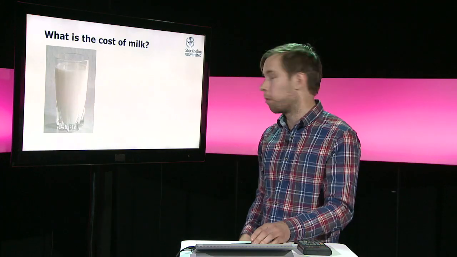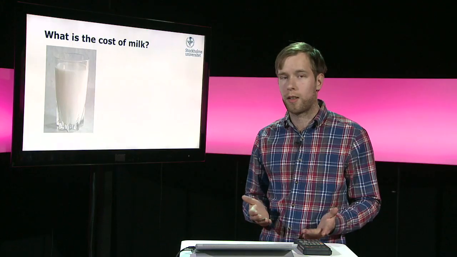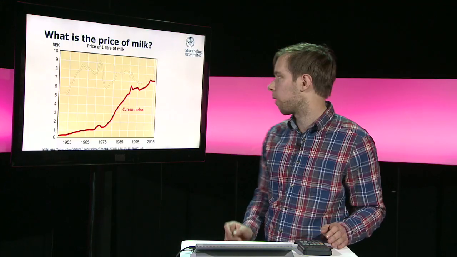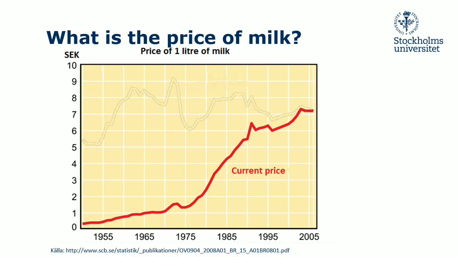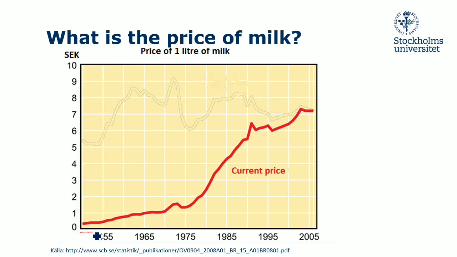So, for example, I like milk. And then you could ask yourself, what is the cost of milk? And you can look at this over many years. So here we have a graph where we can see that the price of milk in the early 1950s was very, very low. So around here. Okay, here in the beginning of the 1950s, milk was extremely cheap. It only cost a few öre, as it's called in Swedish. But over the years, we can see that there's been a price increase. So here in 2005, 1 liter of milk costs approximately 7 crowns.